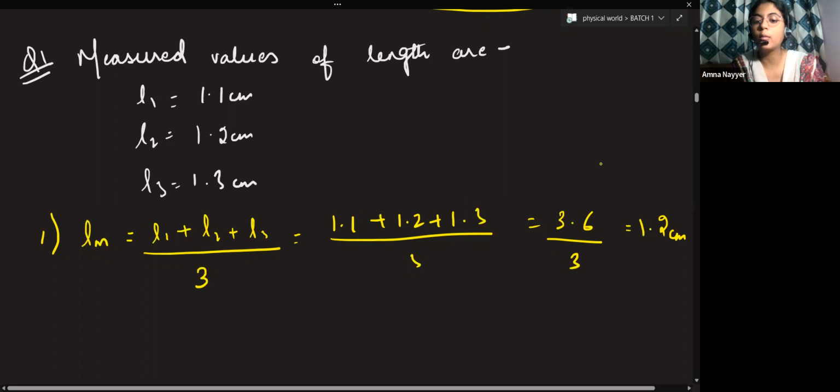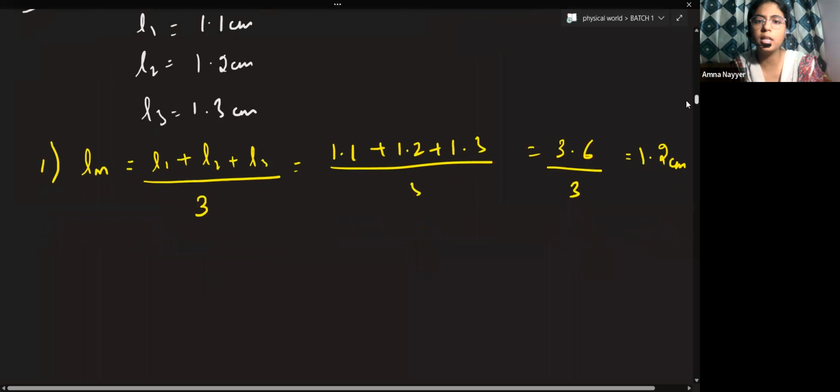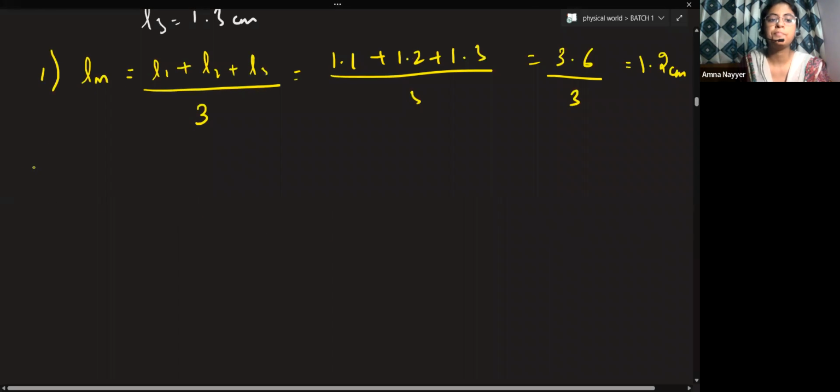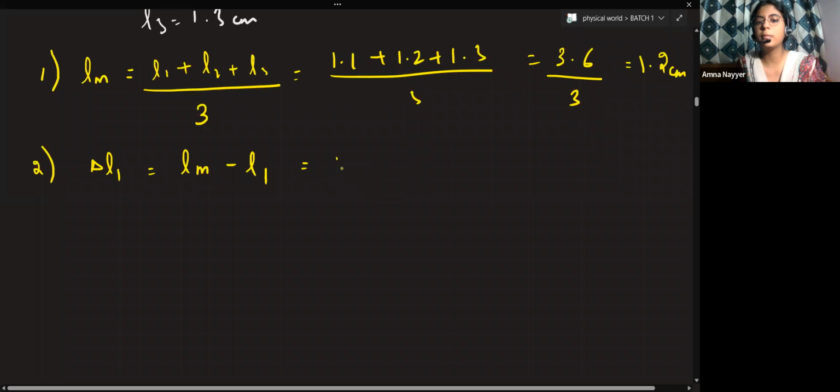Now if you have to calculate the absolute error, you have 3 quantities, we can easily calculate for all of them. See how the absolute error is calculated. Delta L1 means L_M minus L1, mean value minus L1. What was the mean value coming? 1.2, and the L1 was given to you as 1.1. So minus 1.1. So this becomes 0.1 centimeters. You have delta L1 with you.